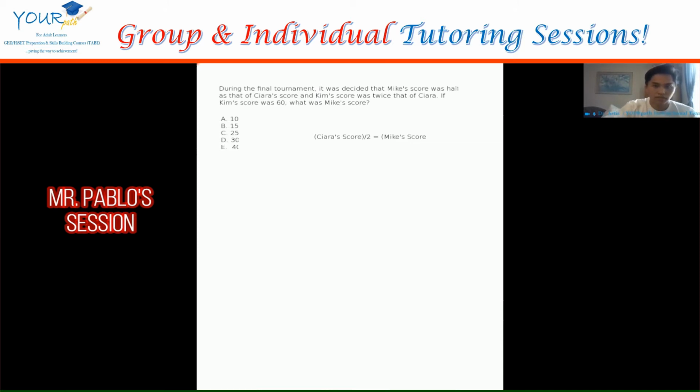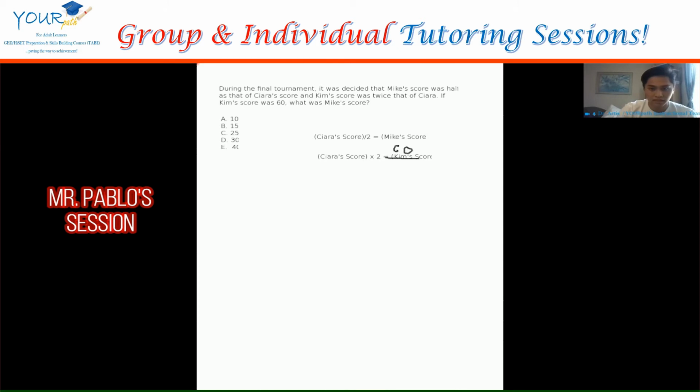Right now, all we have to do is just read through the problem and see what relevant pieces of information we can extract from the problem that'll help us solve it. And these are probably the 2 main things. And then it goes on to say Kim's score was 60. So we could actually substitute in 60 for Kim's score.